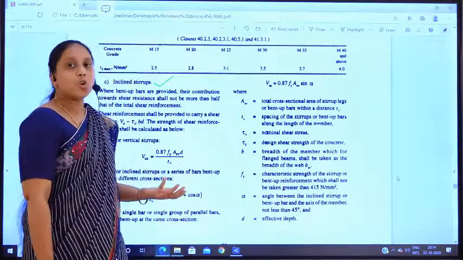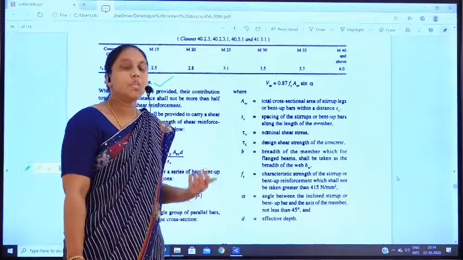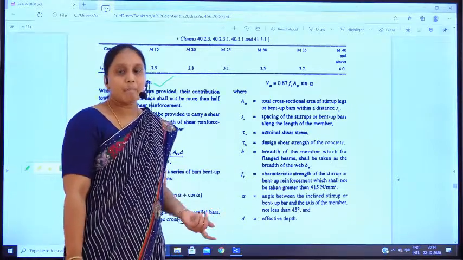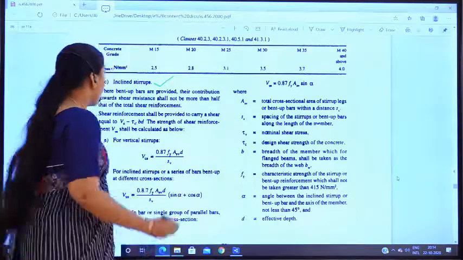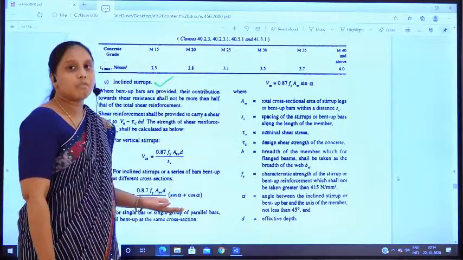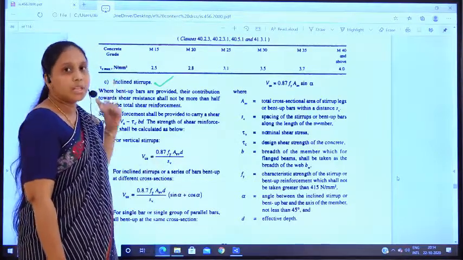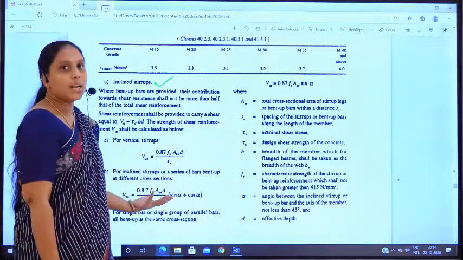So the shear reinforcement can be provided either in the form of vertical stirrups, or in the form of bent up bars with the vertical stirrups, or in the form of inclined stirrups. Based on the magnitude of the shear force, you can provide any one of these three. So how will we provide it? Let us see now.